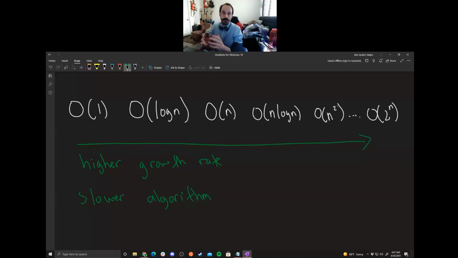So n will always be the input size. N squared means that it's a quadratic number of steps with respect to the input size. N times log n has a lower growth rate, which means that it finished a task in fewer number of steps, which means that n log n is faster than n squared. So smaller growth rate means we have a faster algorithm. A higher growth rate means a slower algorithm.